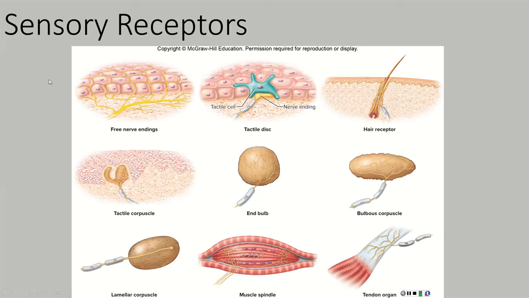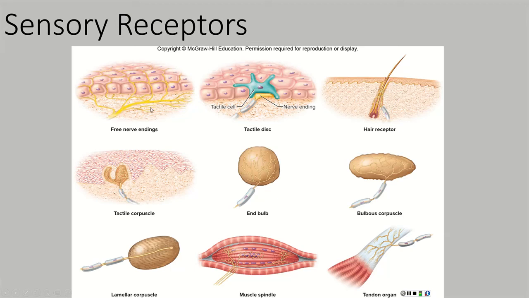The difference is the unencapsulated endings, the endings themselves do not have any sort of wrapping around them, whereas the encapsulated endings, the sensory part of the neuron, has some sort of either connective tissue or glial cell surrounding the receptive part. So first, let's look at the three unencapsulated nerve endings.